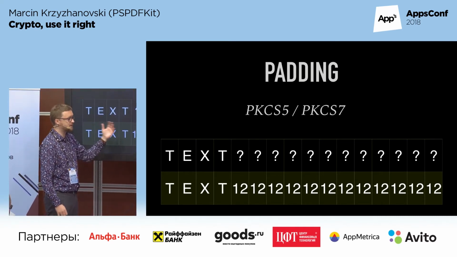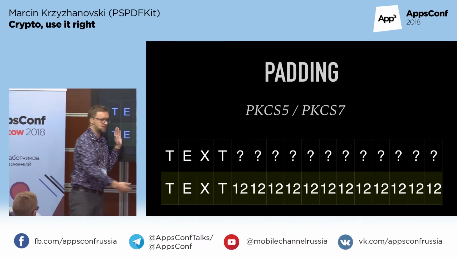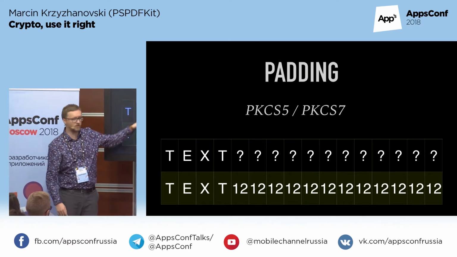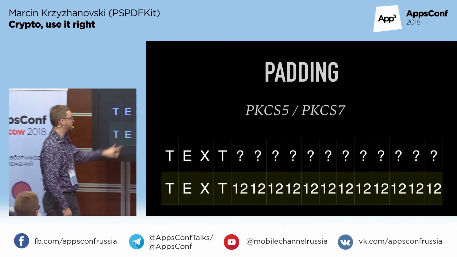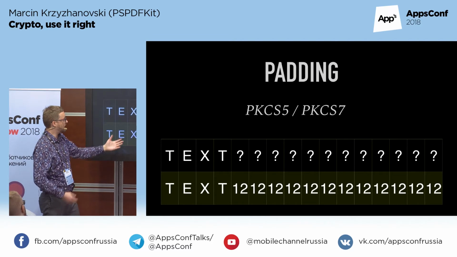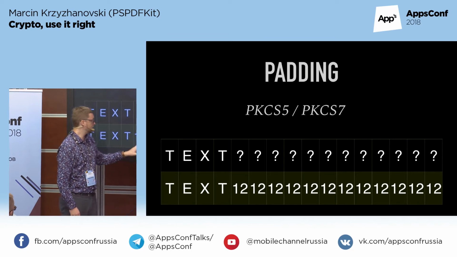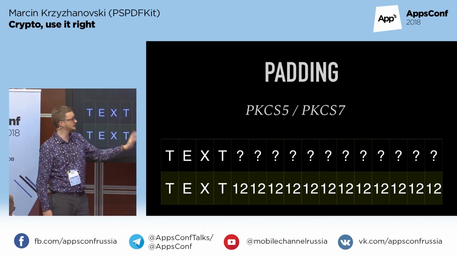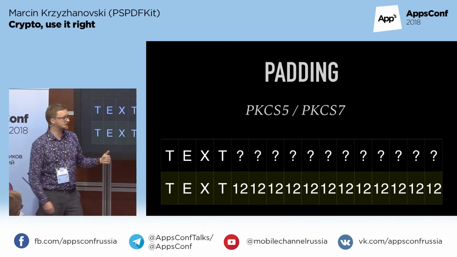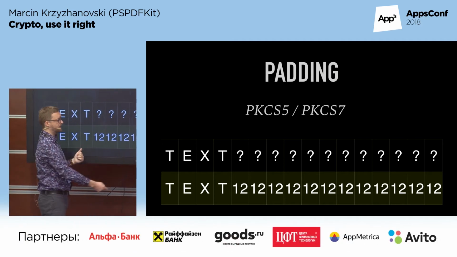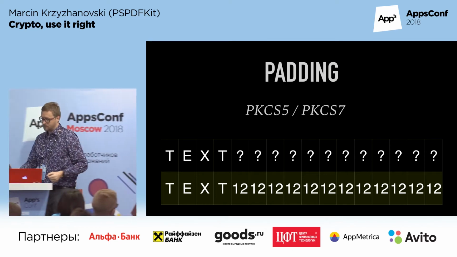PKCS5/7 is the most popular. What does it mean? You remember, this is the block cipher, so you have to send 16 bytes. But if you have just 4 of them, what do you do? Well, there has to be something, right? Because you cannot just send 4 bytes. So the idea behind PKCS5 is, okay, for the remaining bytes, just put the value of the missing bytes. Like here, we're missing 12 bytes, so just put 12. And when it's decrypted, the decryptor just checks the last byte, says okay, it's 12, I just discard the 12, and I know the clear text is text.